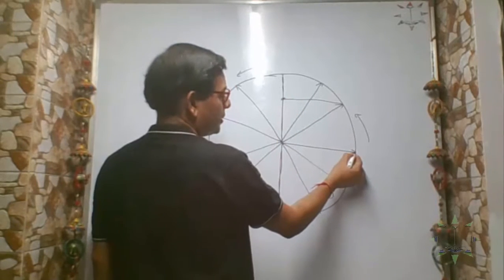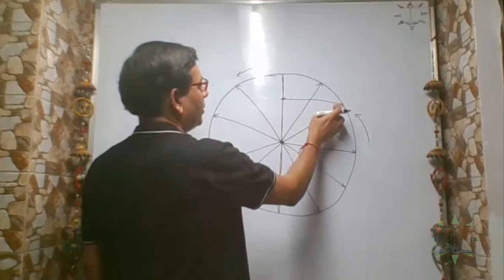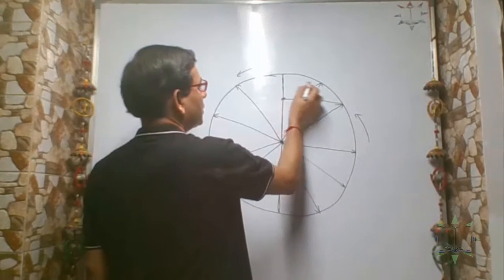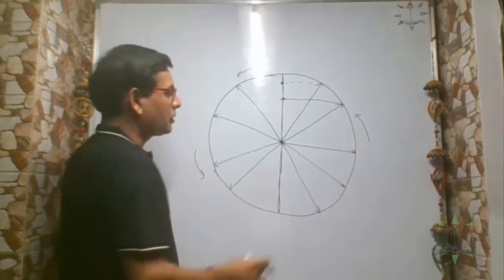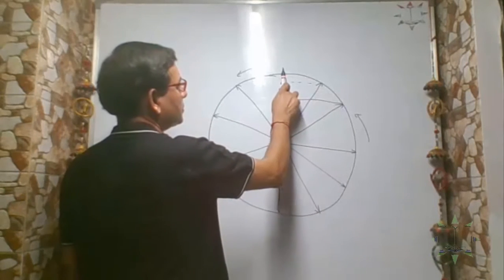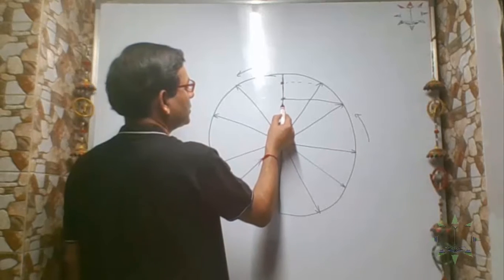Okay. When the radius vector was here, the foot of the perpendicular was there. Now when the radius vector goes from this point to this point, the foot of the perpendicular is here. So when the radius vector goes from this position to the first quadrant, the foot of the perpendicular goes like this.